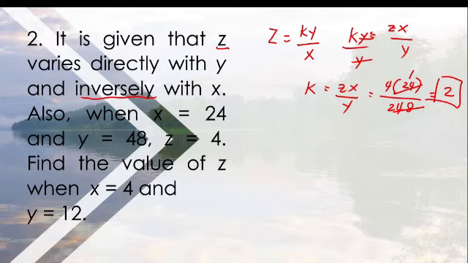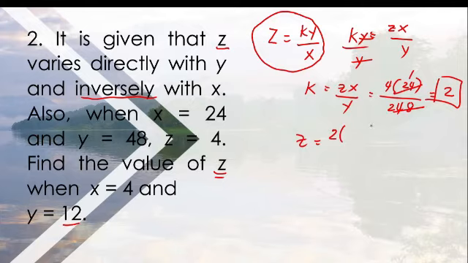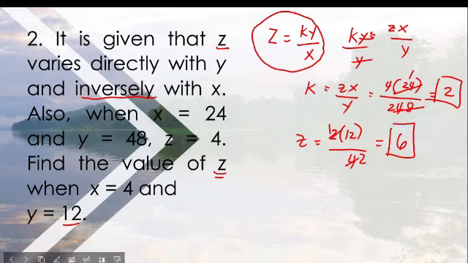Tapos, find the value of Z. So, Z is equal to, balik tayo dito sa equation ng variation. So, may K na tayo which is 2. Tapos, yung second value of Y is 12 over X is 4. So, pwede natin simplify ito. This is 1 and this is 2. So, natira sa taas is 12 na lang divided by 2. That is 6. So, the value of Z is equal to 6. So, that's how we do it.